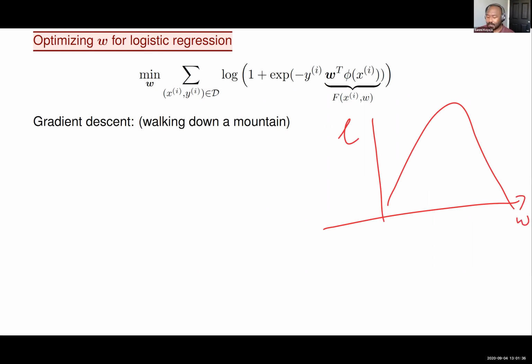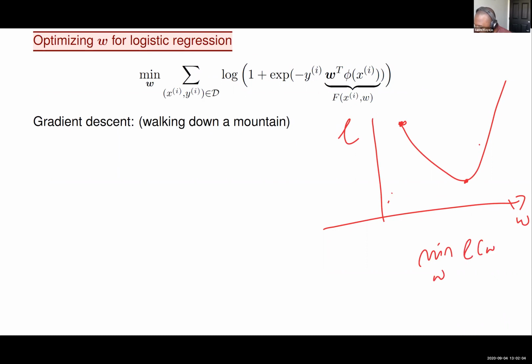Actually, sorry, I wrote the wrong curve. We're trying to minimize a loss function, and the curve over data will look something like that. So it's a U-shaped curve, and we're starting at some point. We want to get to this value, which is the minimum of the loss. So we want to find the min over W of the loss of W and other stuff.